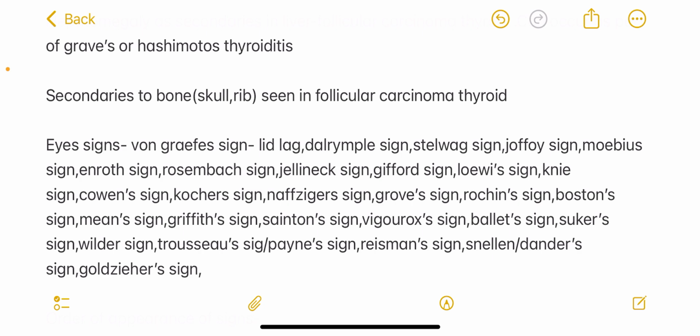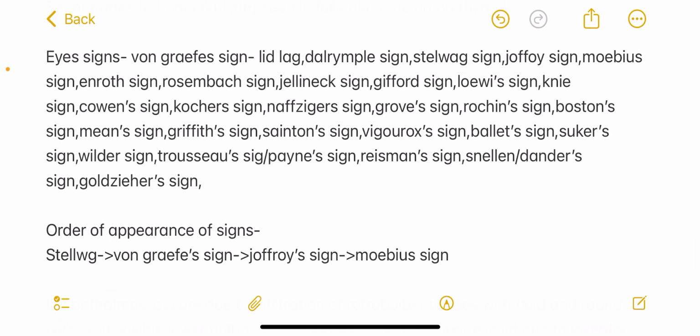Then the order of appearance of signs. Stellwag sign comes first, then the von Graefe sign, then the Joffroy, and then the Moebius sign.